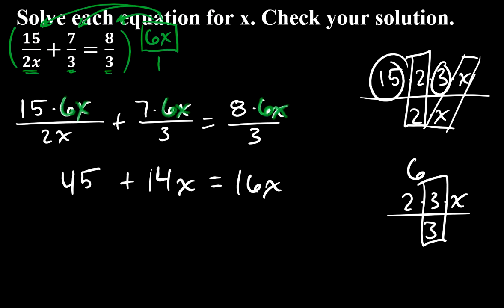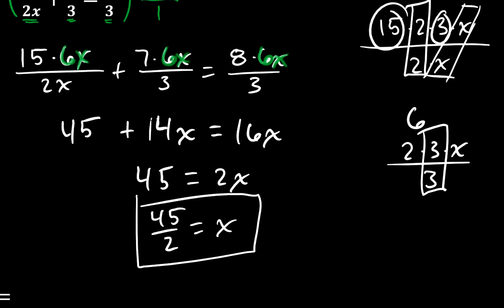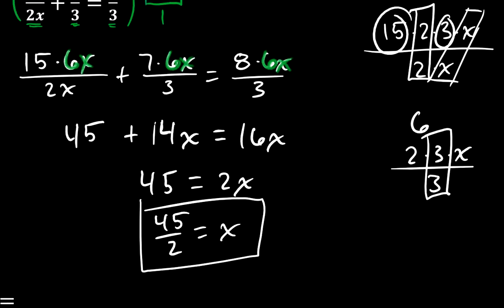I'm going to take away 14x from each side, so I get that 45 equals 2x, and if I divide both sides of that by 2, I get that x is going to be 45 halves, and there's no common factors there. That's a fine answer. You can turn it into a decimal. What is it? It's 22.5. That's fine as well.